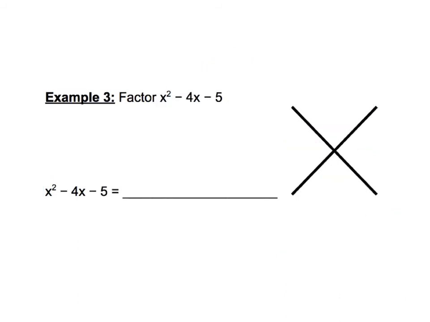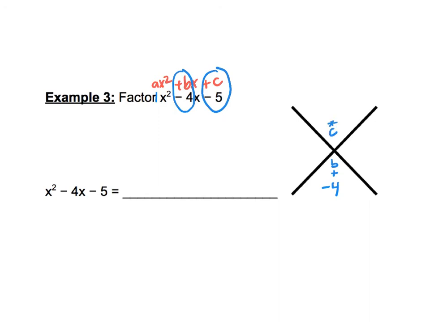All right, we're factoring x squared minus 4x minus 5. We have ax squared plus bx plus c. Again, a is 1, so we know we can use our x method. My b value is -4. B goes on the bottom. We want to add to -4. My c value is -5. C goes on the top.